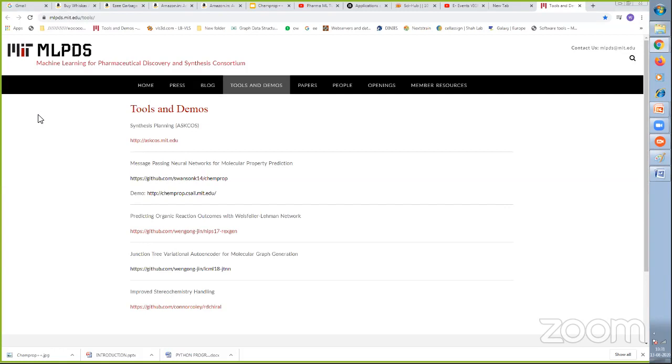So here a group of scientists from MIT are collaborating to write machine learning codes and develop web pages, web servers, for developing tools by helping people to use machine learning for accelerating drug discovery at various stages. For example, from molecular property prediction to even reaction outcomes.